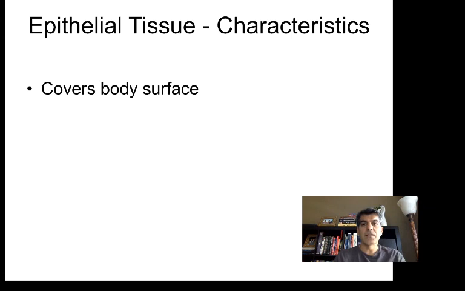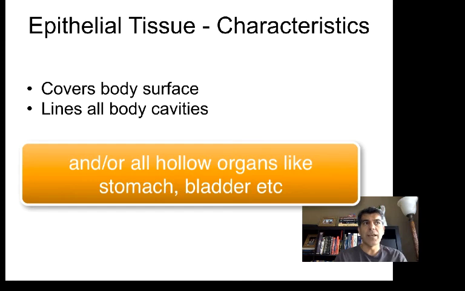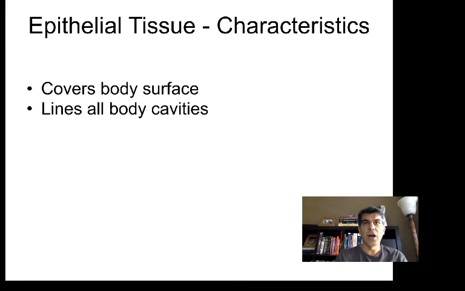Epithelial tissue has a few characteristics. The first one is that epithelial tissue covers your body surface. Therefore, skin would be epithelial tissue. Also, if there is any cavity in your body, that cavity is being lined by epithelial tissue. When I say lined, that means the inside of the cavity is being lined by epithelial tissue. So, let's say the stomach is a hollow organ, and it is being lined by epithelial tissue. I'm talking about inside the stomach, not outside the stomach.